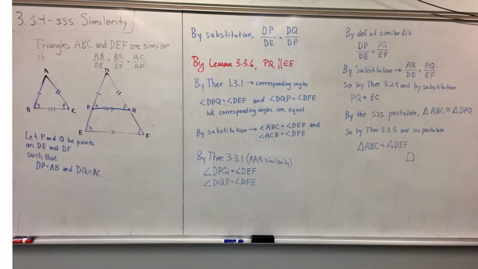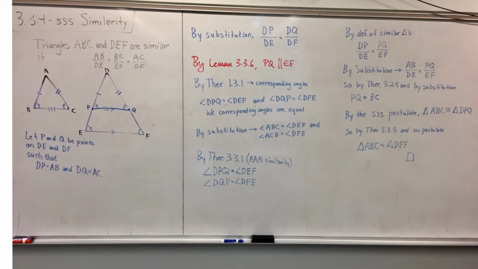And the second result we saw today was the result of SSS Similarity, that tells us that having three sets of equiproportional sides for a pair of triangles is enough to guarantee those triangles are similar. In other words, equiproportional sides guarantees congruent corresponding angles, which is, again, a bit of a surprise.